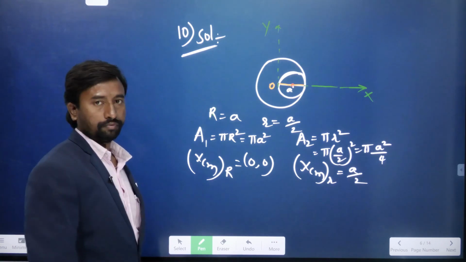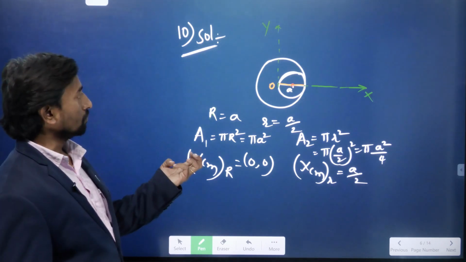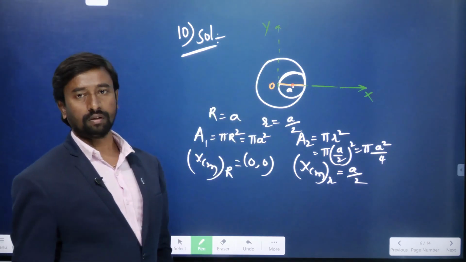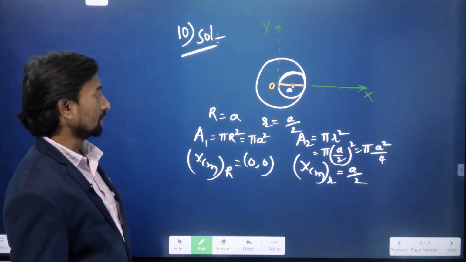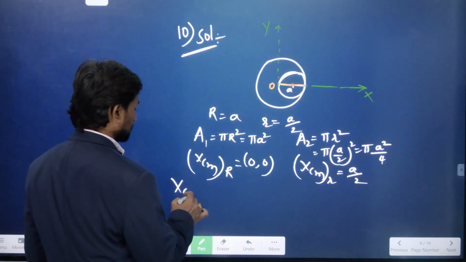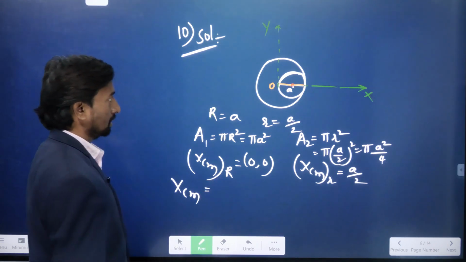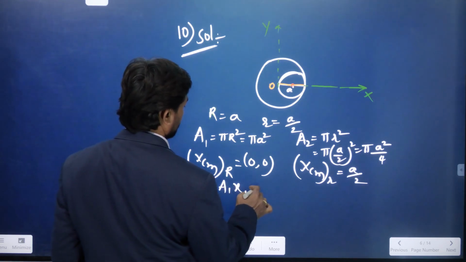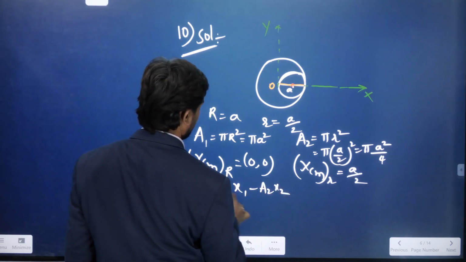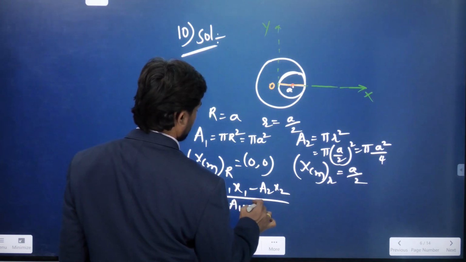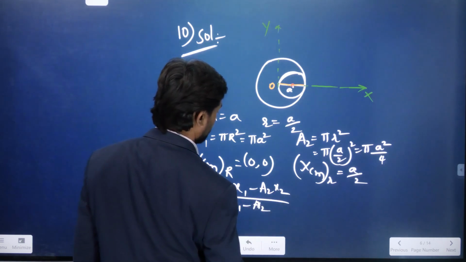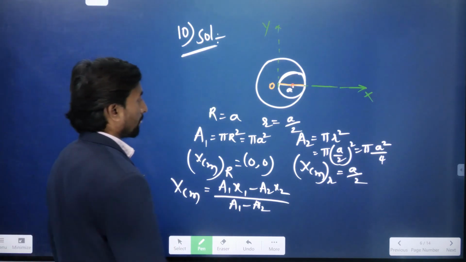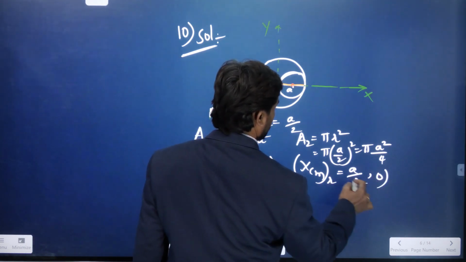Now we know the formula, if a certain part of the mass or area has been removed from the whole, then we know the center of mass formula. So here we can write that xcm equals (A1 x1 minus A2 x2) divided by (A1 minus A2). Here we have the coordinate, a comma 0 we can write here.